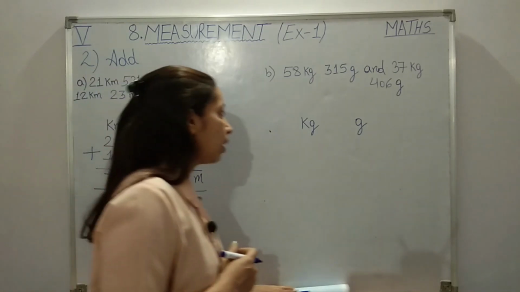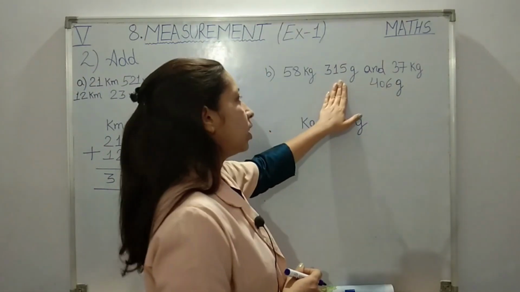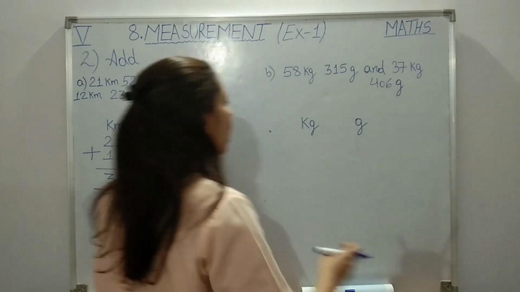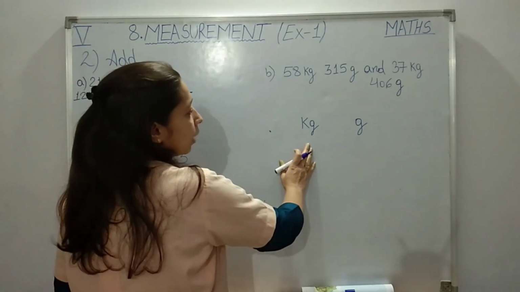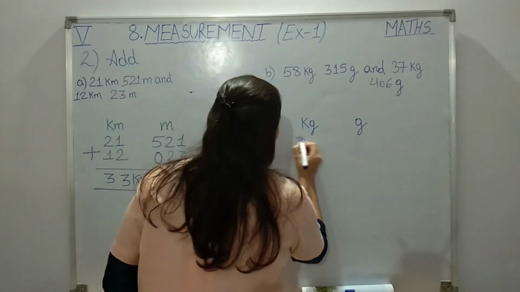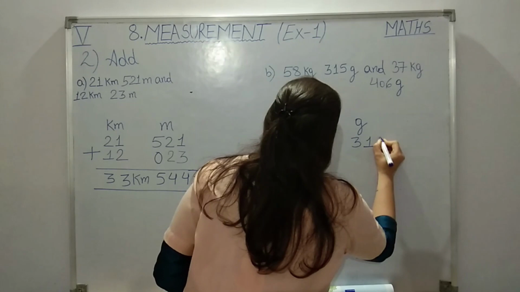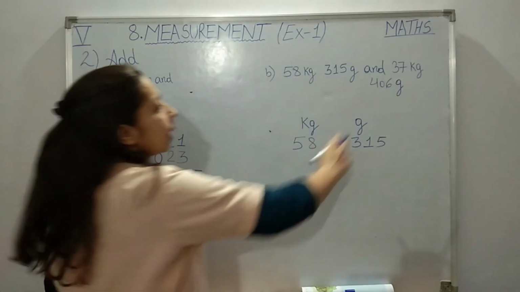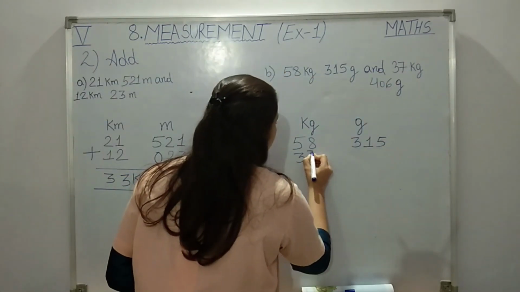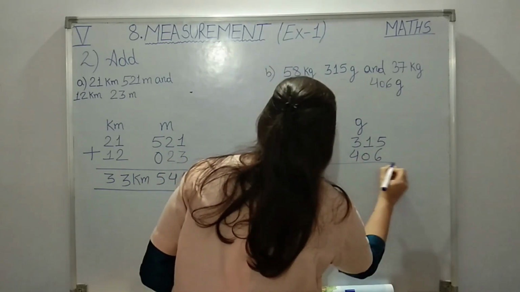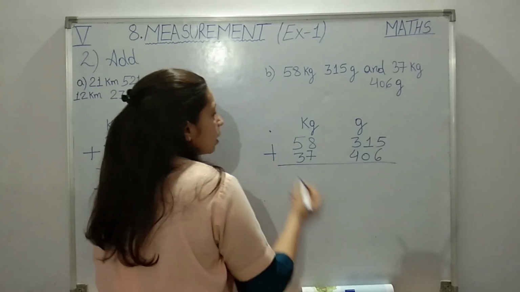Okay, now let us see point number B, students. 58 kg 315 grams and 37 kg 406 grams. Again, first we'll write columns, kilograms and grams. Now let us write the numbers. 58 kg 315 grams. Okay, then 37 kg and 406 grams. Now let us again add them, students.